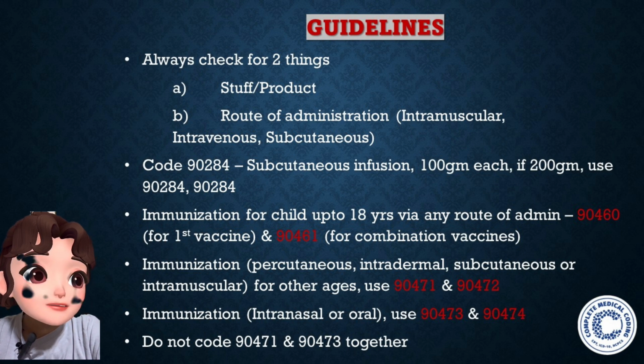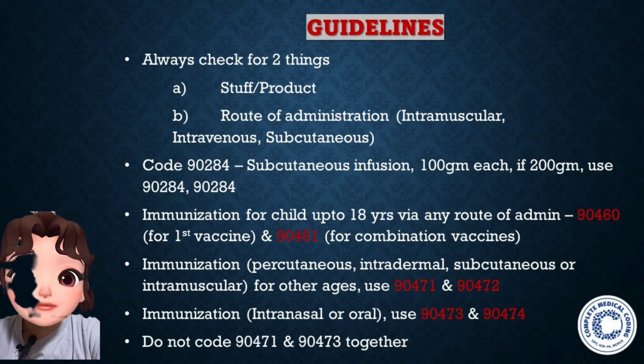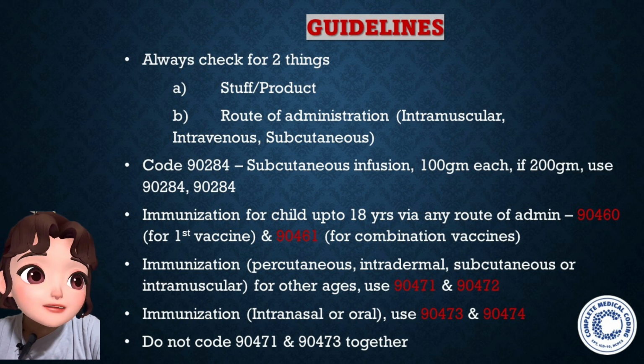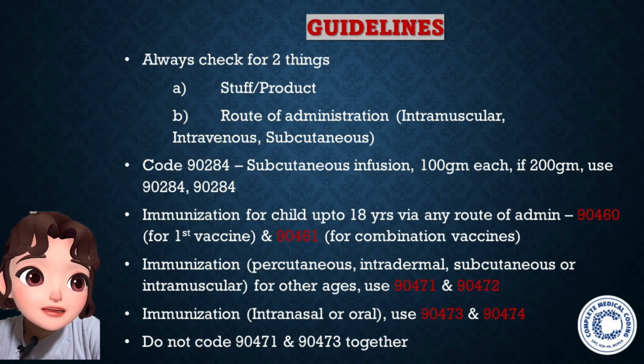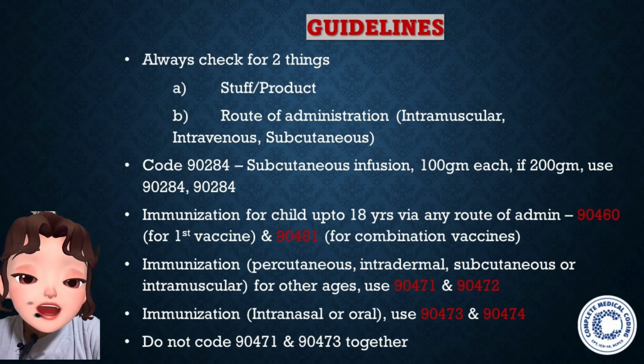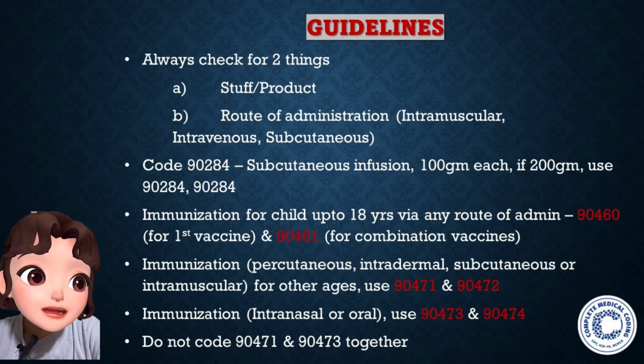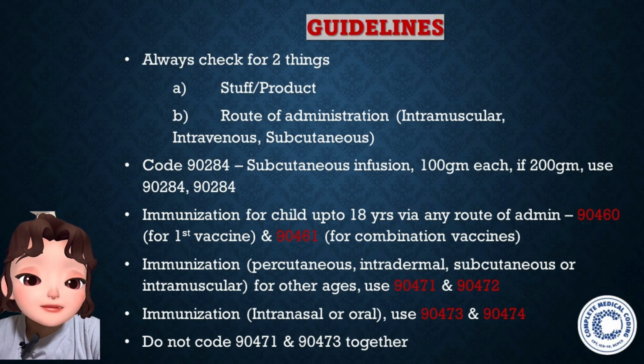Now, immunization percutaneous, intradermal, subcutaneous or intramuscular for other ages, we need to use the codes 90471 and 90472. Now, immunization intranasal or oral, we should use the codes 90473 and 90474. And we should not report 90471 and 90473 together.